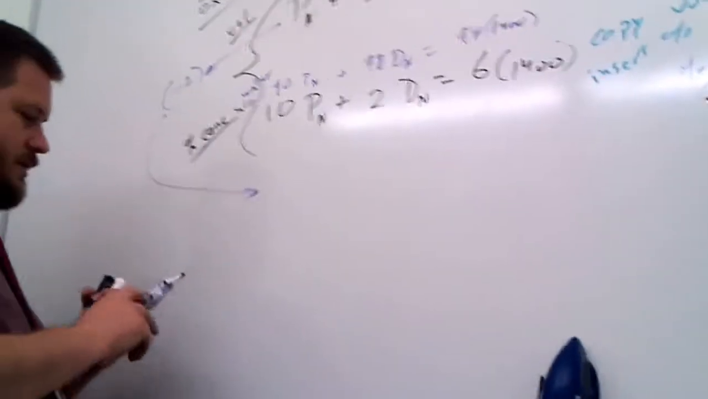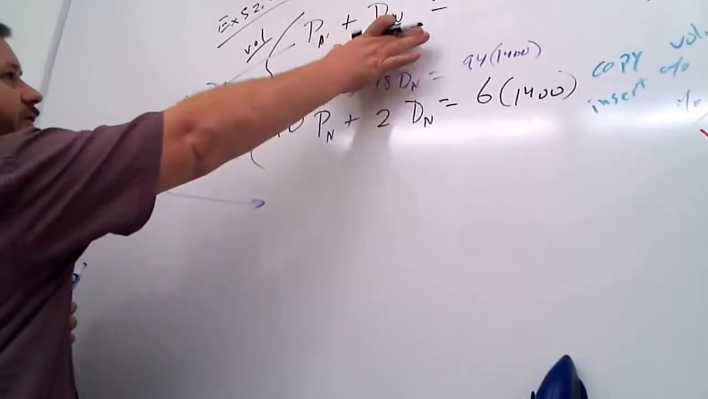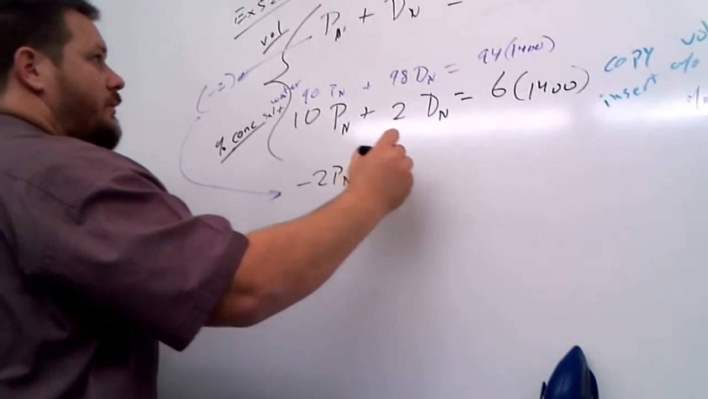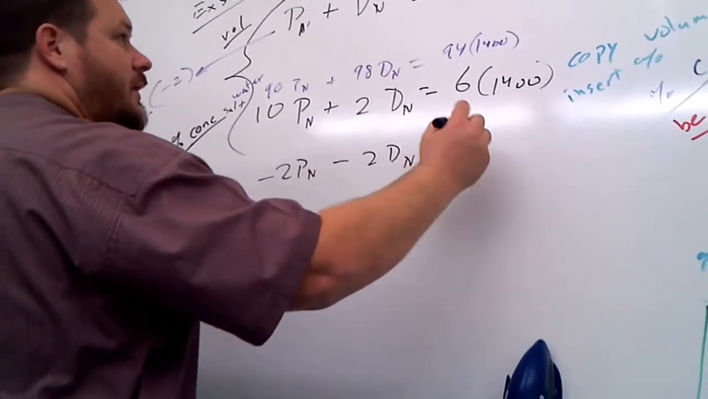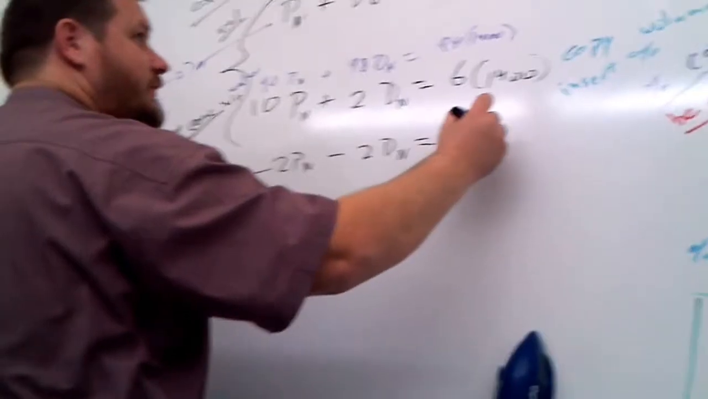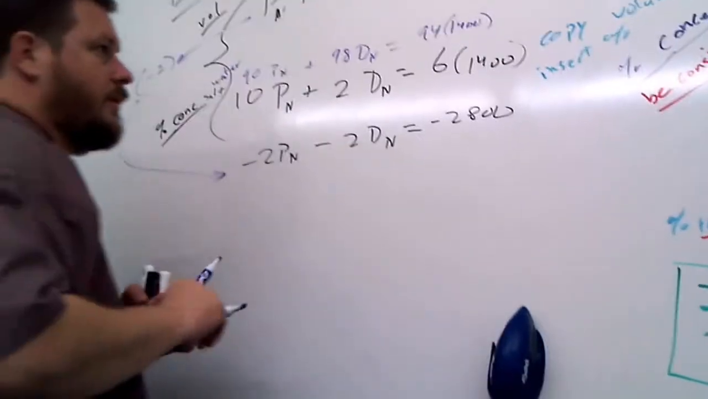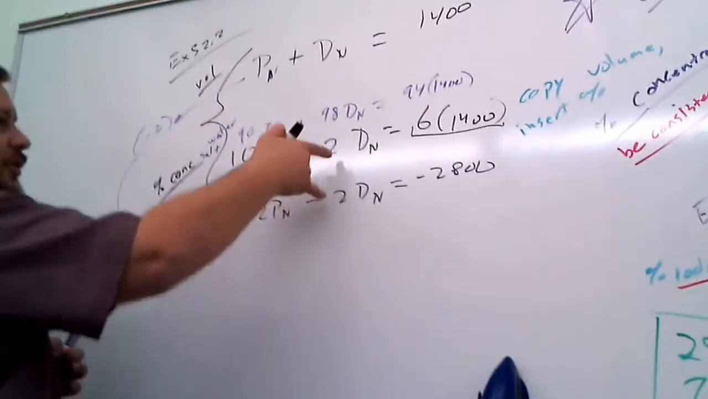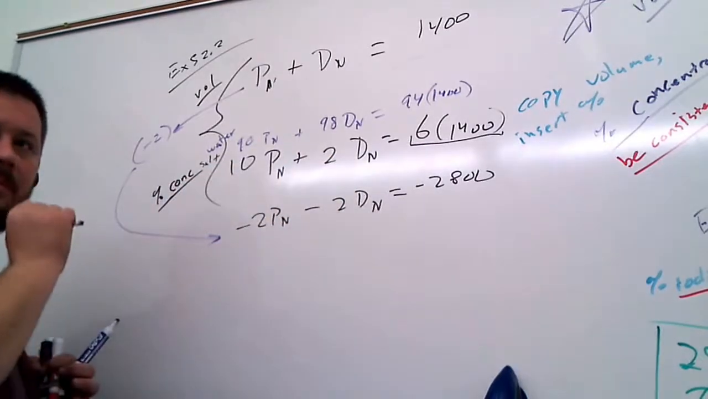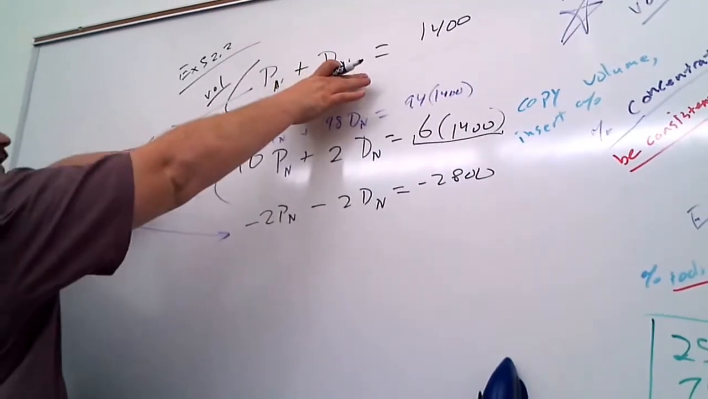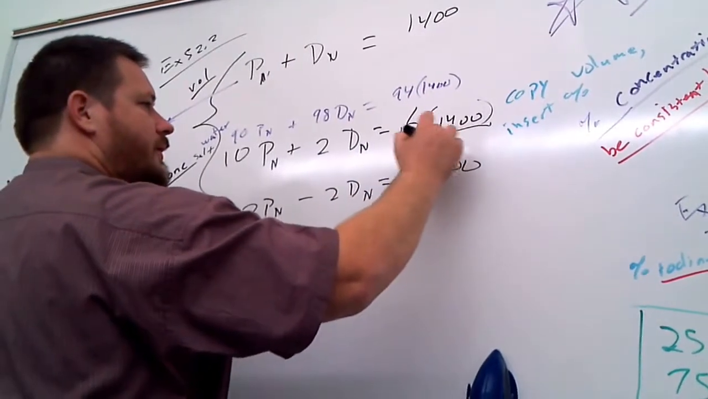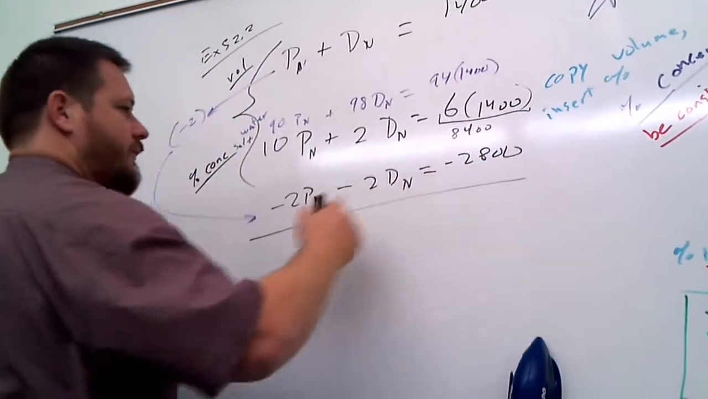Now you could reduce. I was going to take this equation and multiply by -2, so I've got -2 Pn minus 2 Dn. -2 times that is -2800. By the way, what's 6 times 1400? I took this equation and multiplied it by -2. 8400. All right, so those cancel.